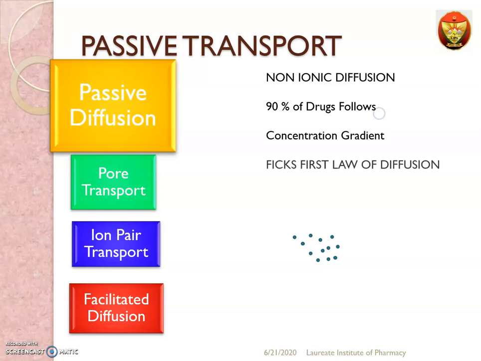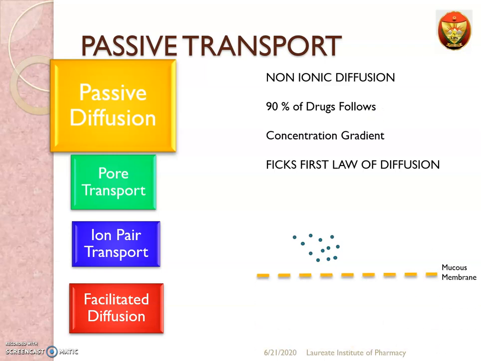Now, concentration gradient or electrochemical gradient is a difference in the drug concentration on either side of the membrane. Passive diffusion follows Fick's first law of diffusion, which says the drug movement will take place from higher concentration to lower concentration. Let us have a diagrammatic representation of how the drug moves from higher concentration to lower concentration, or from one side to the other side.